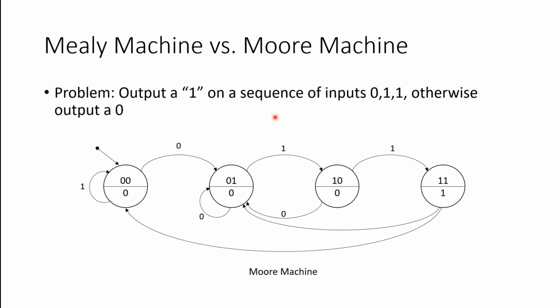So here we have some system, which is going to accept some bit string. And when the bit string that I'm accepting exhibits a sequence of inputs 0, 1, 1, I'm going to output a 1 on my output. Otherwise, I'm going to output a 0. So again, just to clarify what this system is going to look like, I'm going to try to draw this system here.